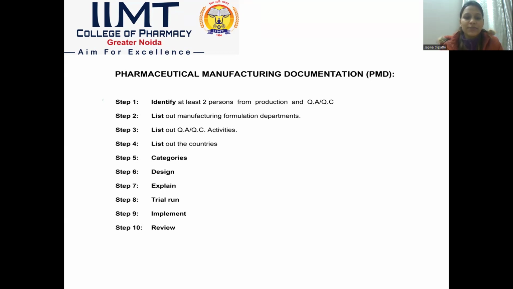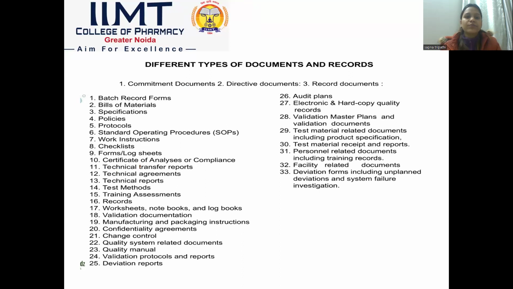In the fifth step, it is categorized in different categories. In the sixth step, we design. Seventh step, explain. In the eighth step, trial run, then implement. And the 10th step, where we review.